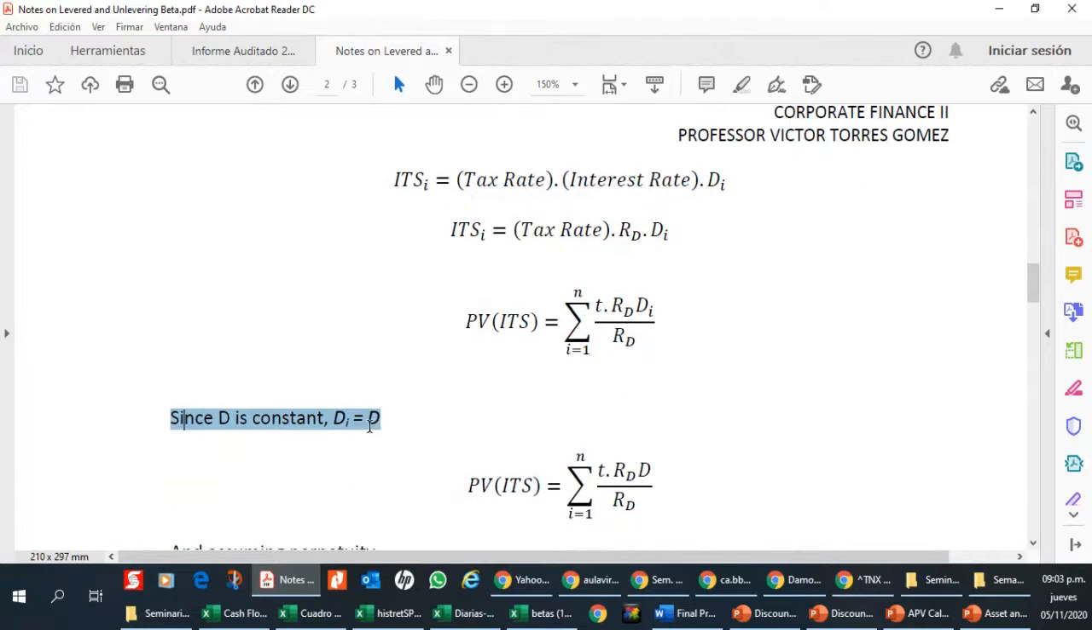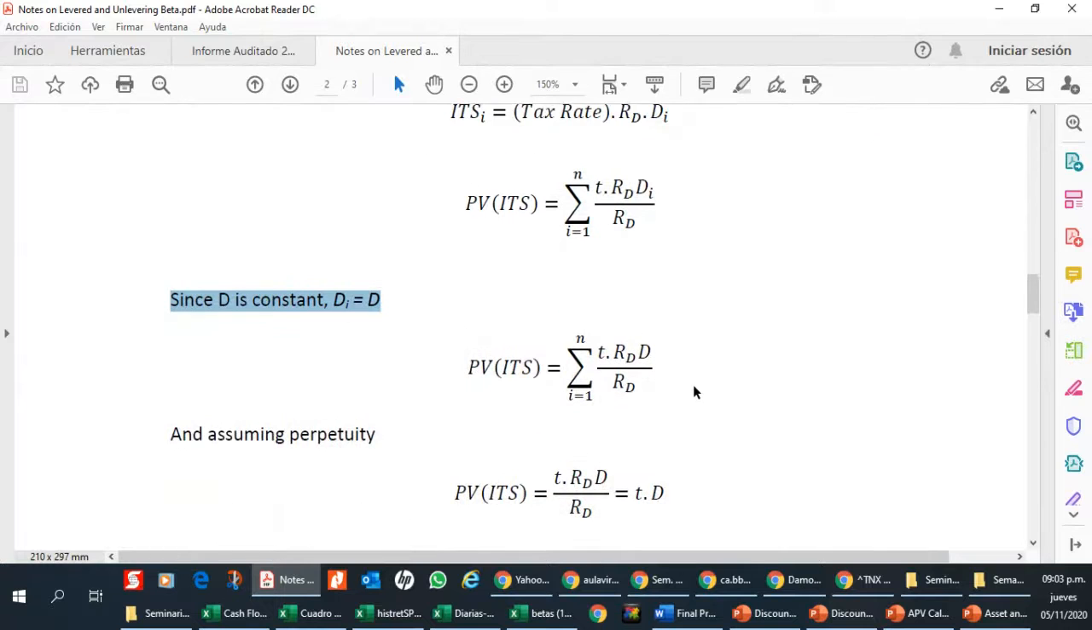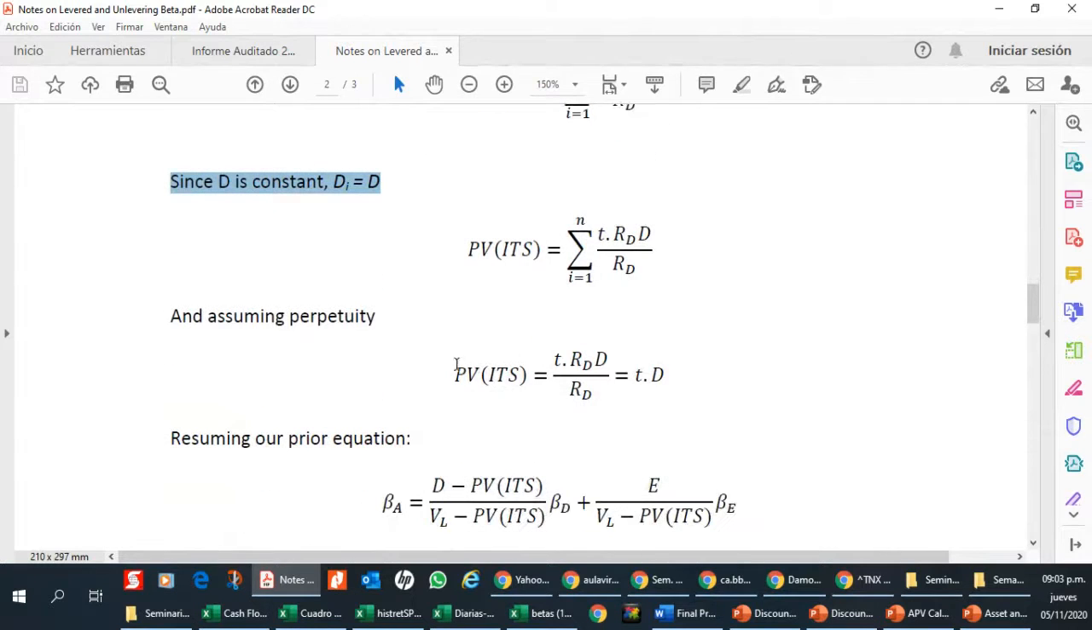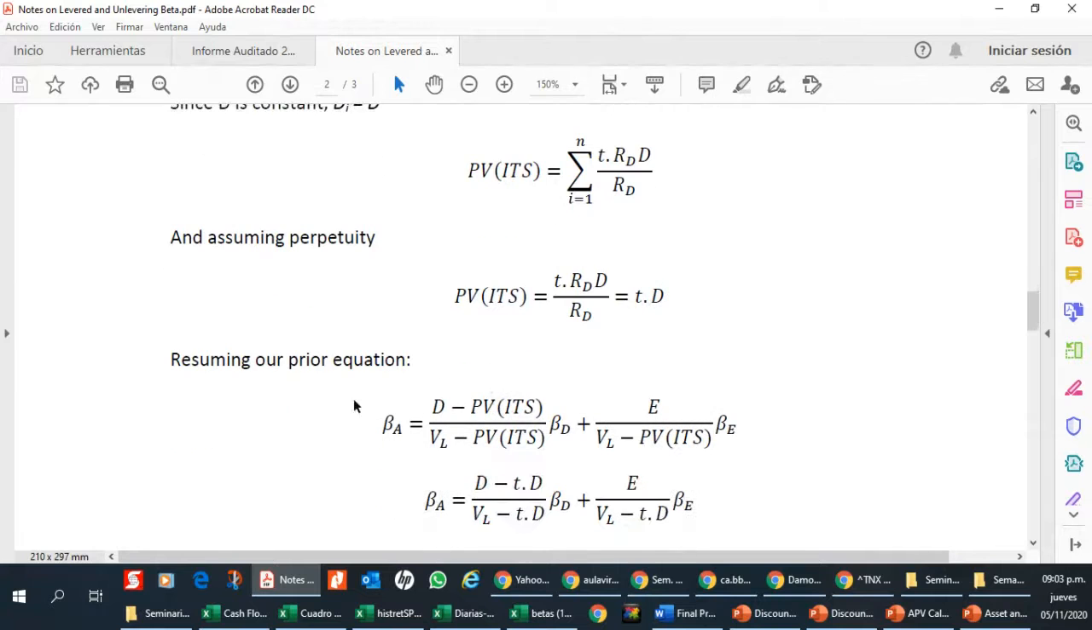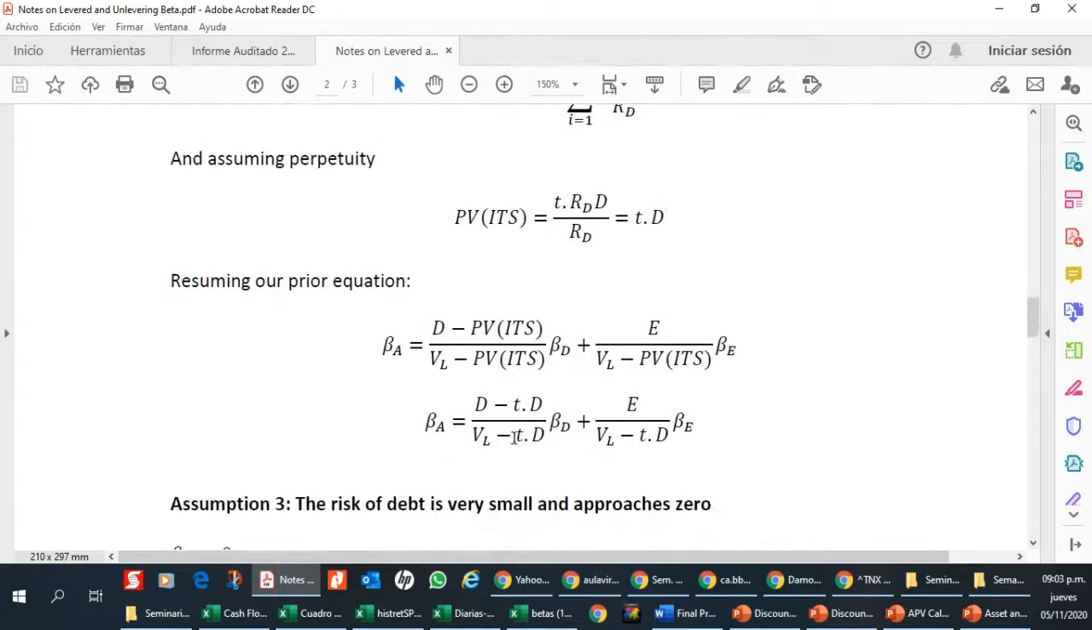But if we assume that debt is constant in each one of the years, these things can simplify even further. And assuming perpetuity, you can arrive at the present value of interest taxes as nothing more than the tax rate times the debt that we have. So, assuming our prior equation that we had before, we can transform everything to this expression.